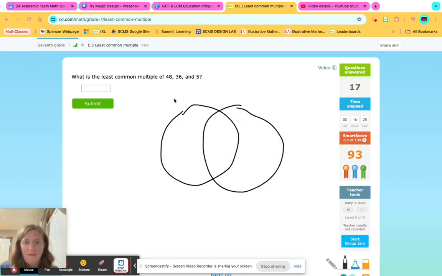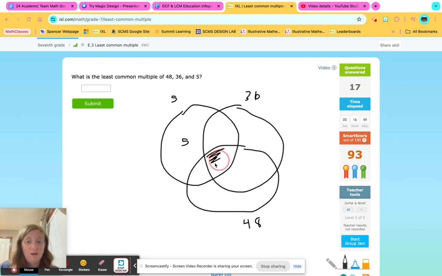Okay, so we have the 5, and we know 5 is standing out here all by itself because 5 has nothing else. Then we have the 36. So then we have to figure out, so 36, 48, and 5 don't all 3 have anything in common because that 5 is off on its own. So I'm just going to mark that one out because they have nothing in common. But the 36 and 48 do have some things in common. So we have to make ourselves a little diagram where these two come in common.